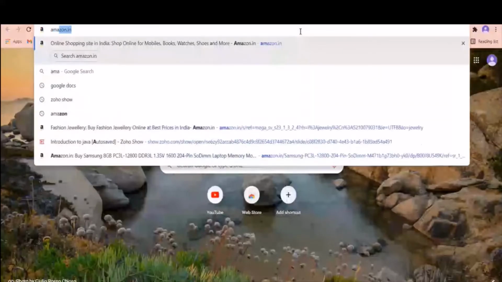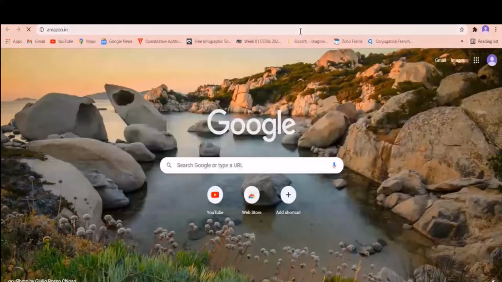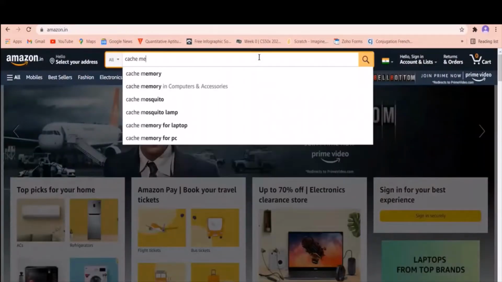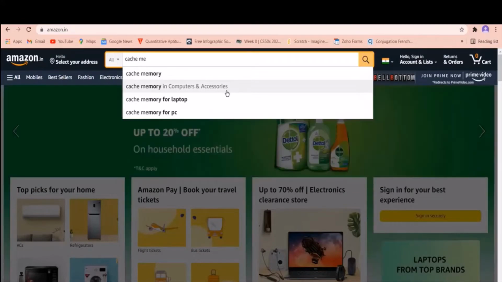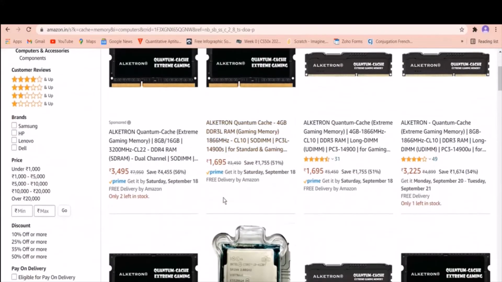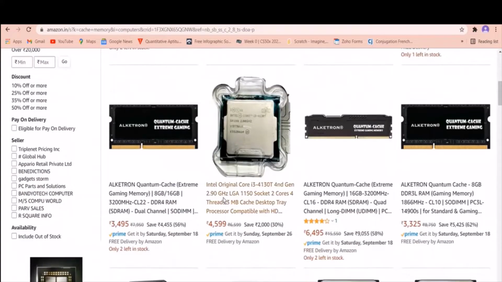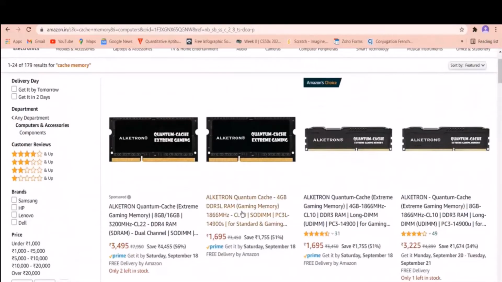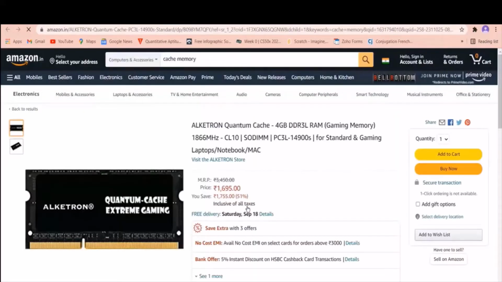Next I went to the A to Z shop, which is nothing but the Amazon shop, where all products are available. I wanted to know whether cache memory would be available or not. So I browsed for cache memory on Amazon and it showed me some results. I clicked on one because I wanted to know its properties.